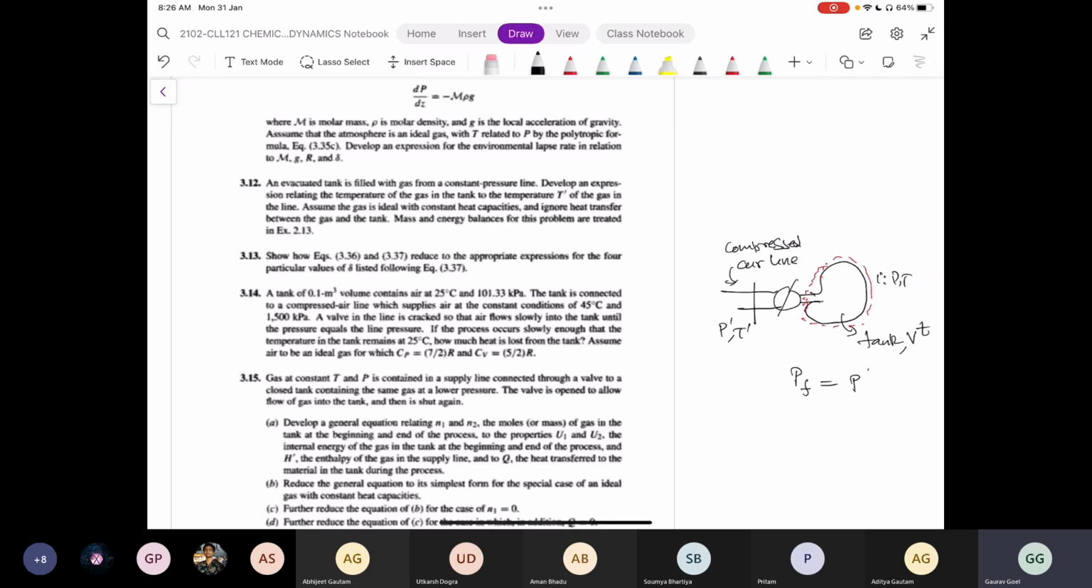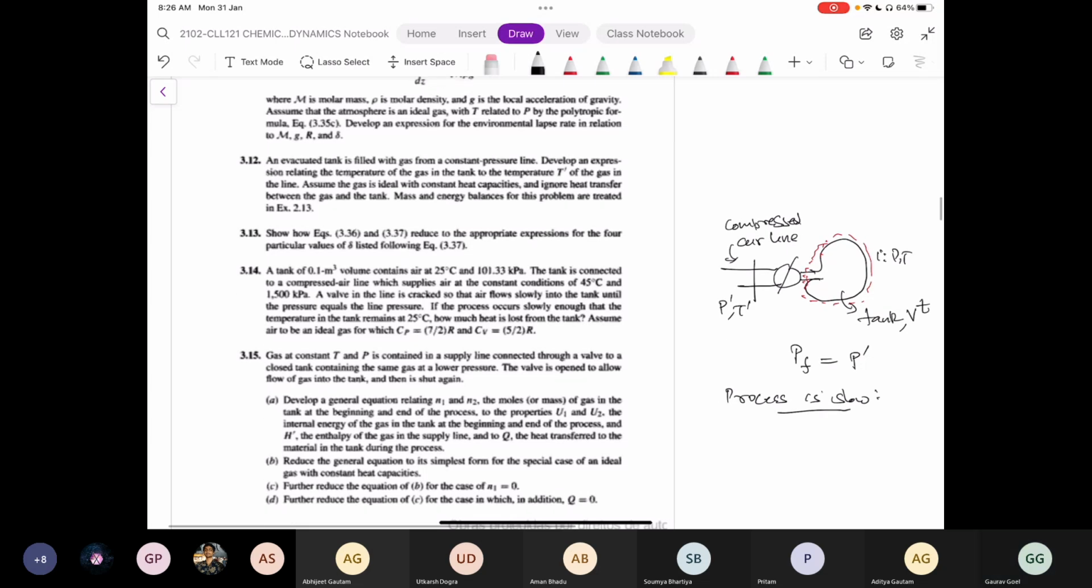Pf, they are telling me, has become equal to P prime if the process occurs slowly enough that the temperature in the tank remains at 25 degrees Celsius. What is the other extreme? The process is very slow. So let's write: very slow, heat exchange with surroundings ensures the temperature inside the tank is constant, only pressure is changing.